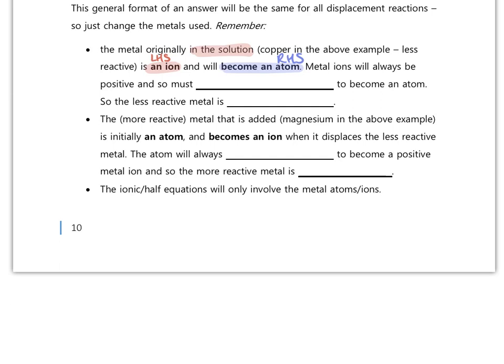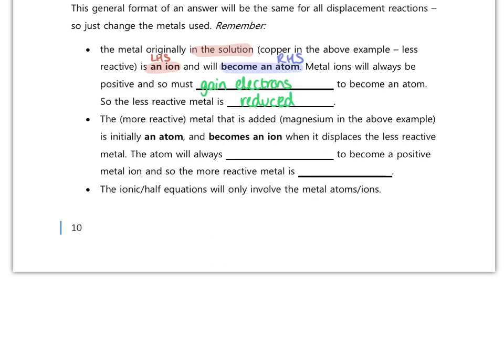Because metal ions are always positive, if we want them to go from an ion to an atom, they must gain electrons. The number of electrons will depend on the charge of the metal. It will gain as many electrons as it has charge. So for example, if it has a 3+ charge, it will need to gain 3 electrons. So the less reactive metal is always reduced. So it will always undergo reduction.